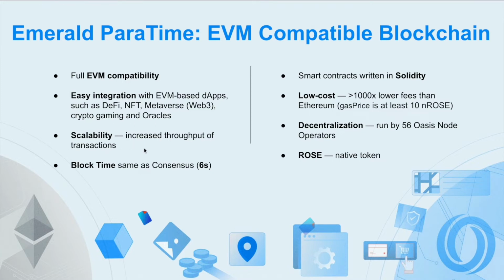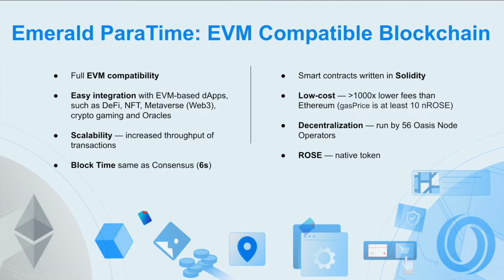Now, it's scalable because our architecture is split into the consensus layer 1 and layer 2 to run the ParaTimes. So we have a really, really scalable architecture here. And the block time is the same as consensus essentially. So if you check also on the Block Explorer, you will notice it's 6 point something, so around 6 seconds, which is amazing, right? For an EVM compatible blockchain.